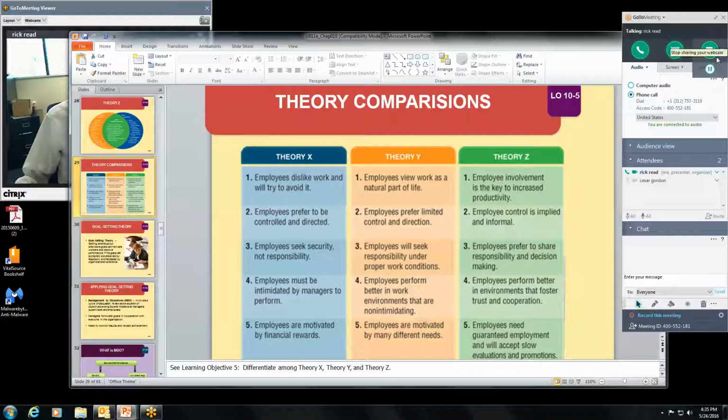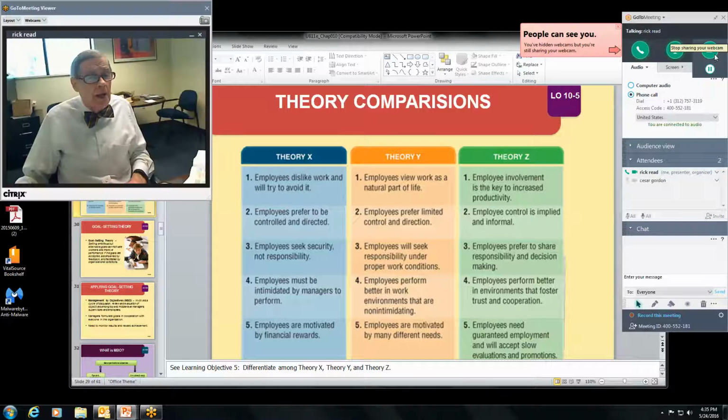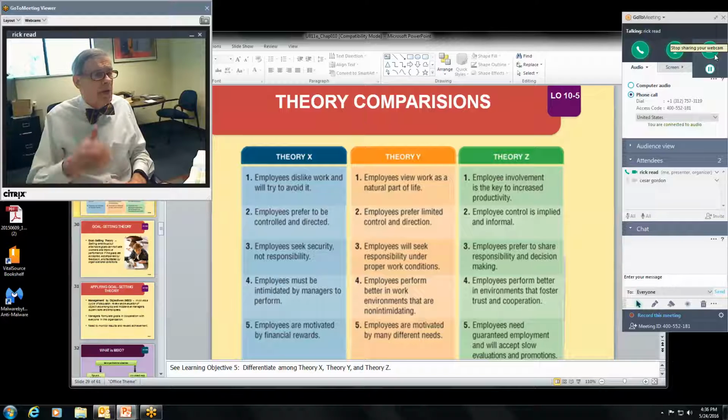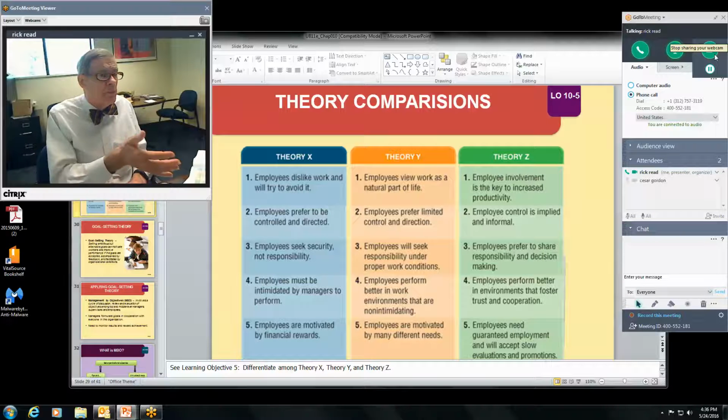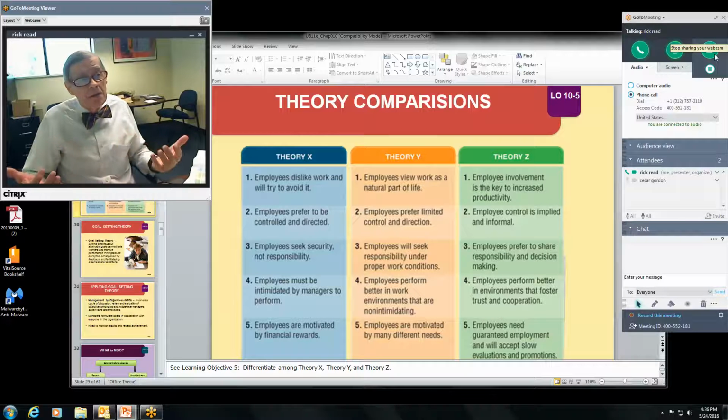Then this particular slide gives you a comparison between Theory X, Theory Y, and Theory Z. We only want to talk about just that first bullet. X says people don't like to work. Y says that's not true. And then Z said getting employees involved is the key to increased productivity. I think we all would buy into that. Or if we wouldn't, we should.